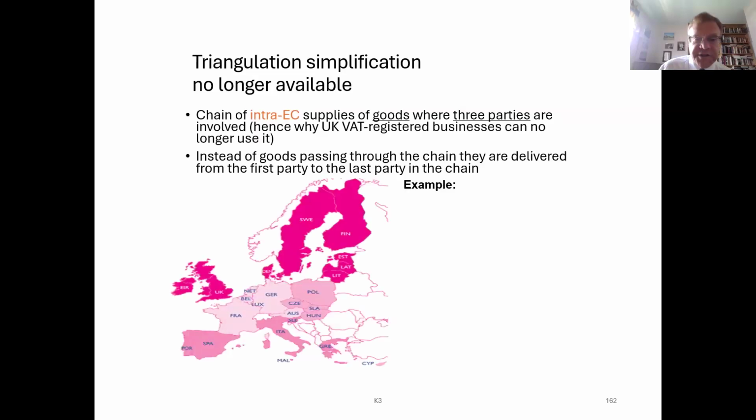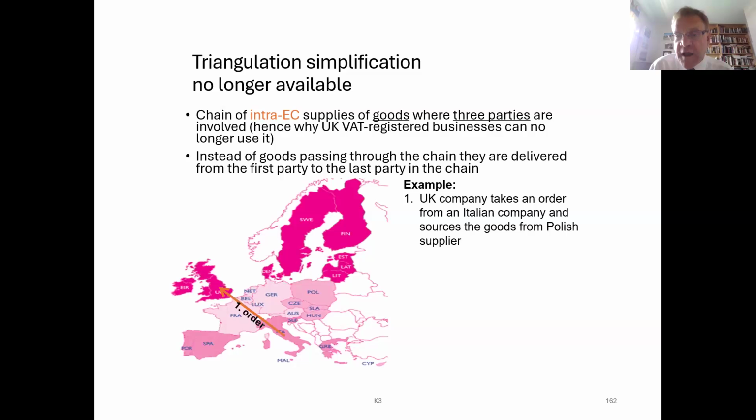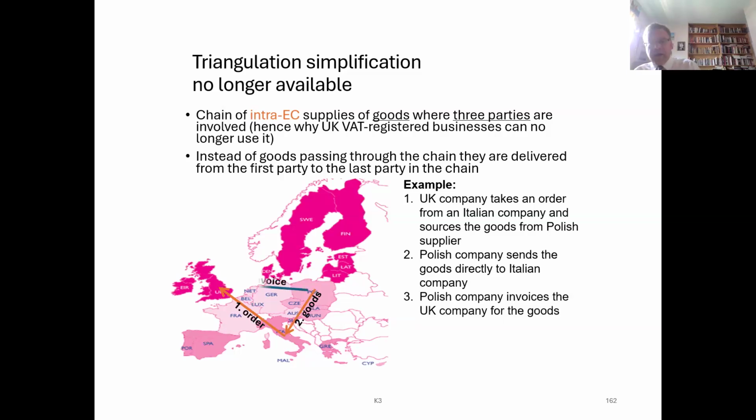Then you have the issue of what is known as triangulation, where you've got goods that go from an Italian company, which sources the Polish goods from a Polish supplier. The Polish company sends the goods directly to the Italian company, and the Polish company invoices the UK company for the goods. So here I've got triangulation. That is not available now that we're outside the VAT rules. So here you can see order, goods, invoice, and then an invoice to the customer.